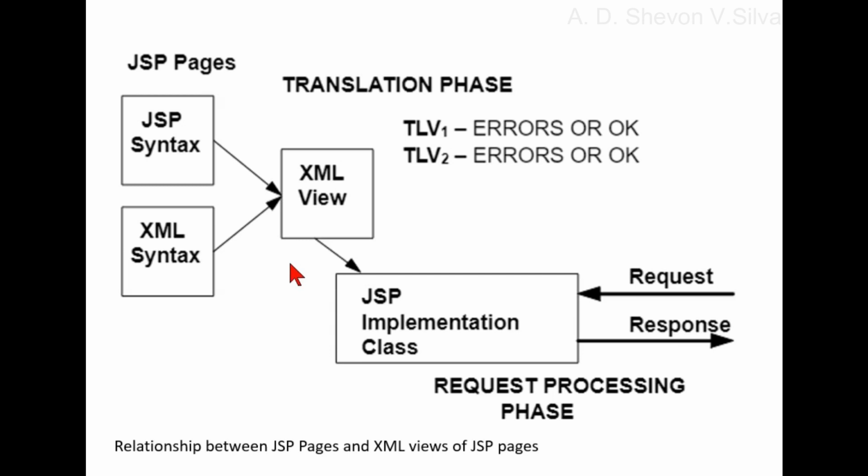This figure depicts the relationship between the concepts of JSP pages, JSP documents, and XML views. Two phases are involved. The translation phase, where JSP pages in either syntax are exported to tag library validators via their XML view, and the request processing phase, where requests are processed to produce responses.